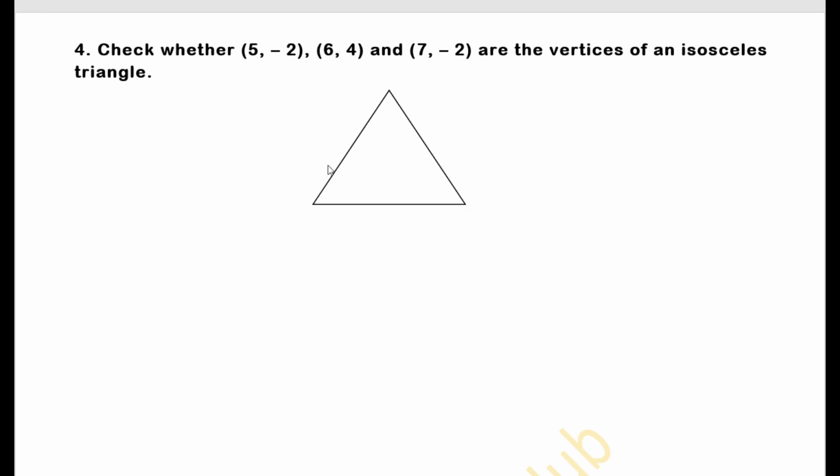Students, I have drawn a triangle. In the same way, you can draw a simple triangle. Consider point A as (5, -2), point B as (6, 4) and C as (7, -2). Now find the lengths AB, BC and CA and check whether they form an isosceles triangle by checking whether any two sides of the triangle are equal.